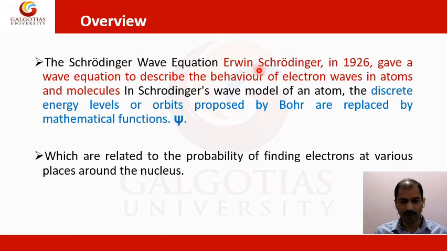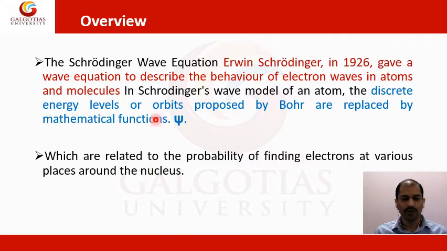If you see the overview, this equation was given by Erwin Schrodinger in 1926 for a wave, which is also known as a wave equation, to describe the behavior of electron waves in molecules or atoms. In the Schrodinger wave equation model of an atom, the discrete energy levels or orbits proposed by Bohr are replaced by a mathematical function known as psi, which is related to the probability of finding the electrons at various places around the nucleus.